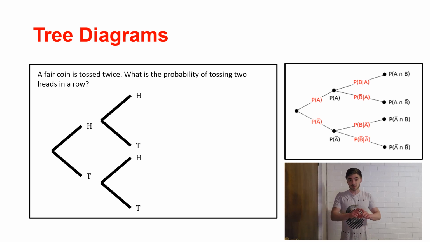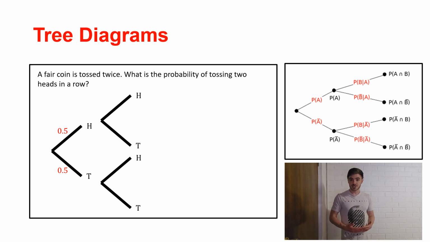Now that we have all the possibilities laid out in our tree diagram, we have to figure out the probability of each of those things occurring. In this case, it's quite simple. The probability of heads or tails is always going to be 50-50. So when we look at that first set of branches, we have 50% for heads and 50% for tails.